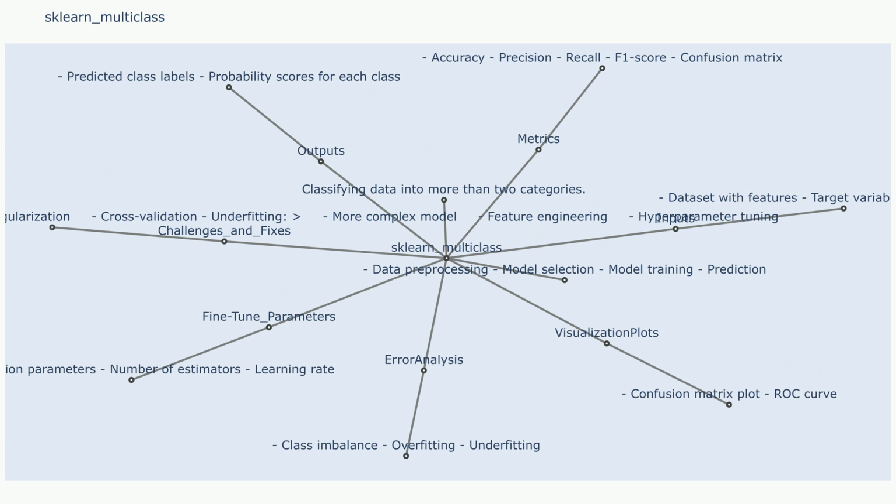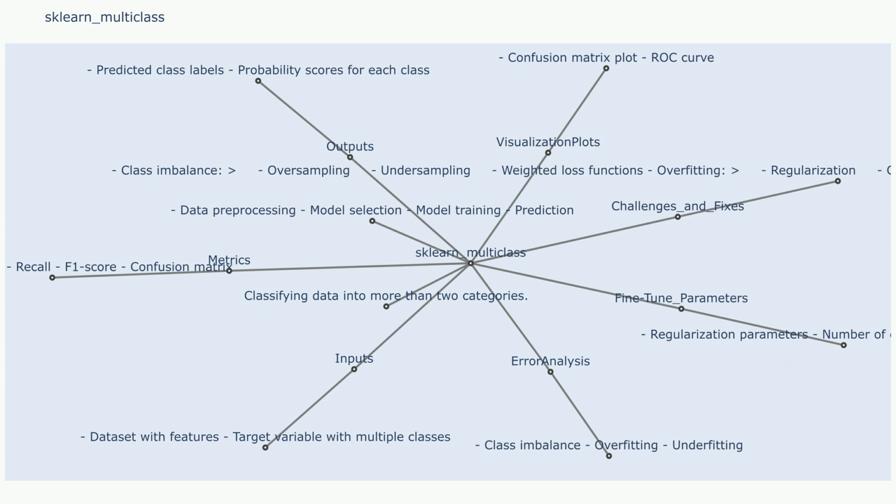Challenge 5. Interpretability. Some multi-class classification models, such as neural networks, can be difficult to interpret. Sample use case that resulted in challenge 5. A neural network with many layers and hidden units can be difficult to understand, making it challenging to explain the model's predictions. Fixes to challenge 5.